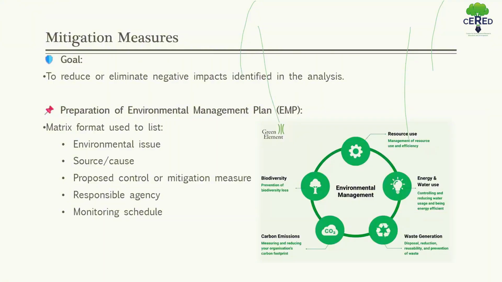The next part is mitigation measures. What is a mitigation measure and what happens here? To reduce or eliminate negative impacts identified in the analysis and to prepare the environmental management plan, we need mitigation measures. For those environmental issues, it covers the sources, proposed controls, and monitoring schedules.